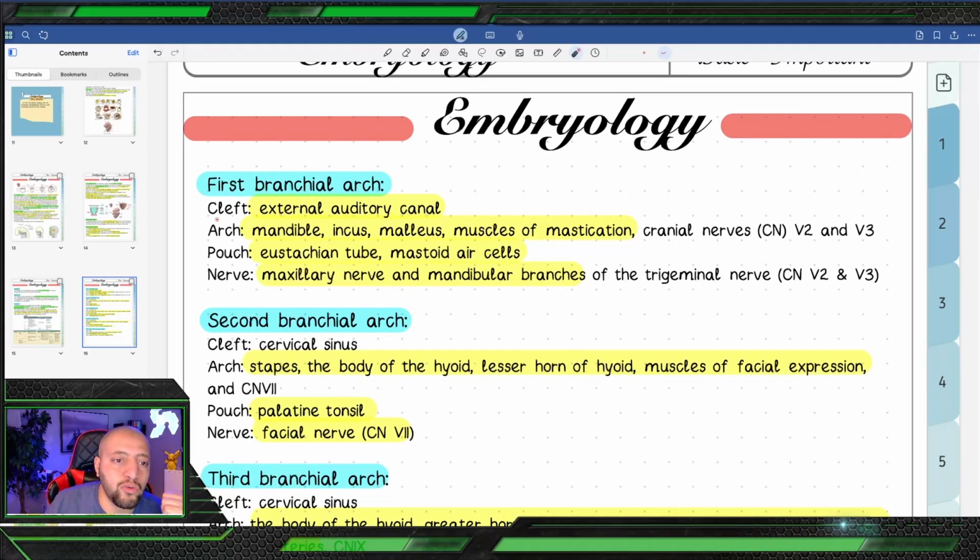So first, branchial arch, we have the cleft, which is outside, giving us the external auditory canal or external auditory meatus. The arch itself will give us the mandible, incus, malleus, the muscles of mastication, and the cranial nerve, which is trigeminal V2 and V3. In the trigeminal, we have ophthalmic, then maxillary, and then mandibular. So this is V2, V3. So V2 and V3 of the trigeminal come from the first pharyngeal arch. The pouch is going to give us the Eustachian tube and mastoid air cells, and the maxillary nerve and mandibular branches coming from the trigeminal, which are cranial nerves V2 and V3. So this is coming from the first pharyngeal arch.